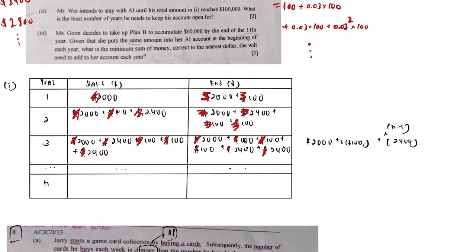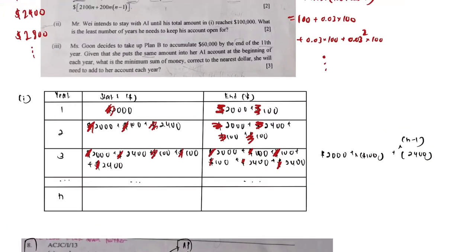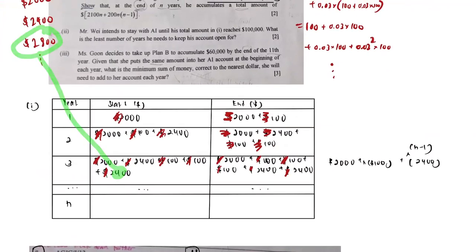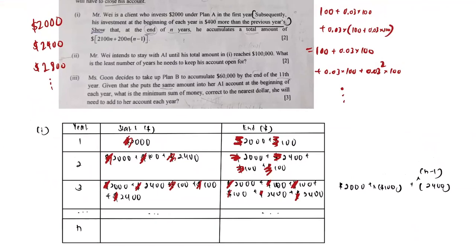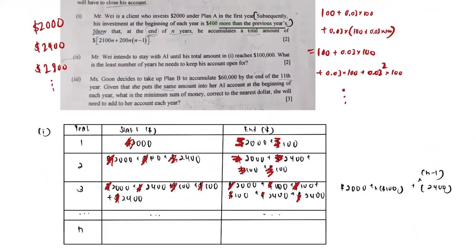Actually, wait a minute. I just realized you made a mistake. It should be 2,800, not 400. Right? He's very rich. He keeps increasing the amount he deposits every year. $400 more than the previous. Do you understand what this means?